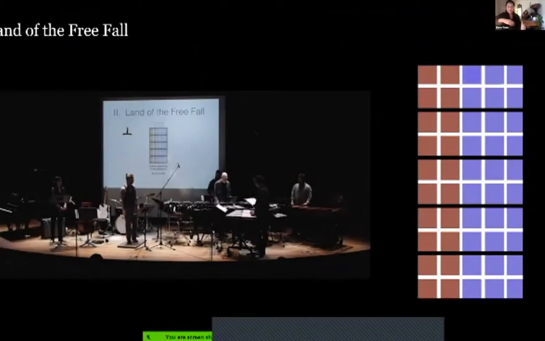So the first piece actually has set up your expectations of the harmony and rhythm, and it gets more complex as we go.